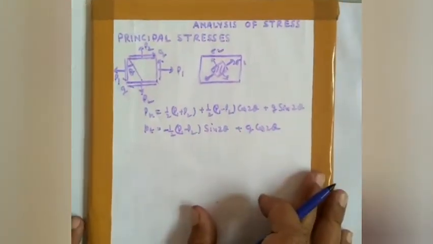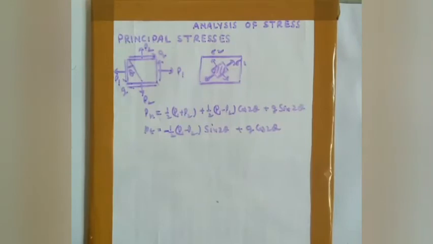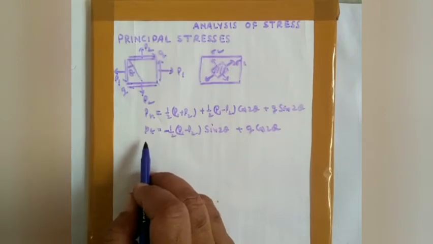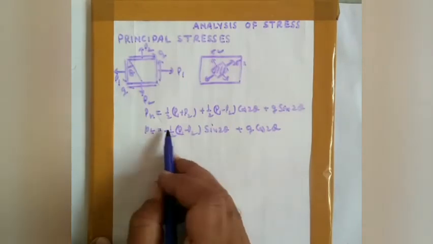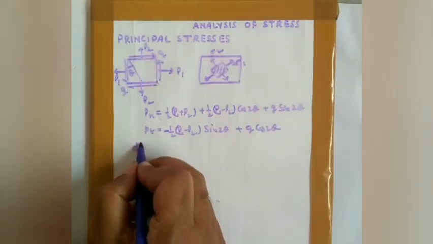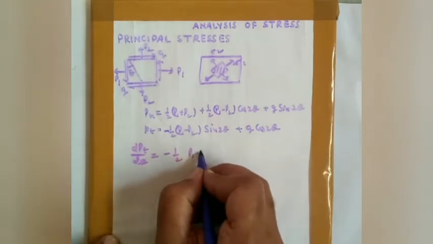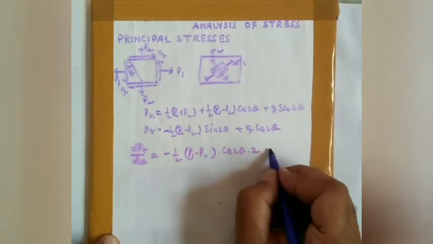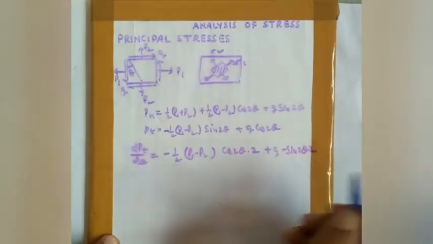To obtain the maximum value of shear stress Pt, we shall differentiate Pt with respect to theta and put the value to 0. So that will give us the value of theta for which the Pt will be max. So differentiating, we get minus 1 by 2 (p1 minus p2) cos 2 theta into 2 plus q minus sin 2 theta into 2.